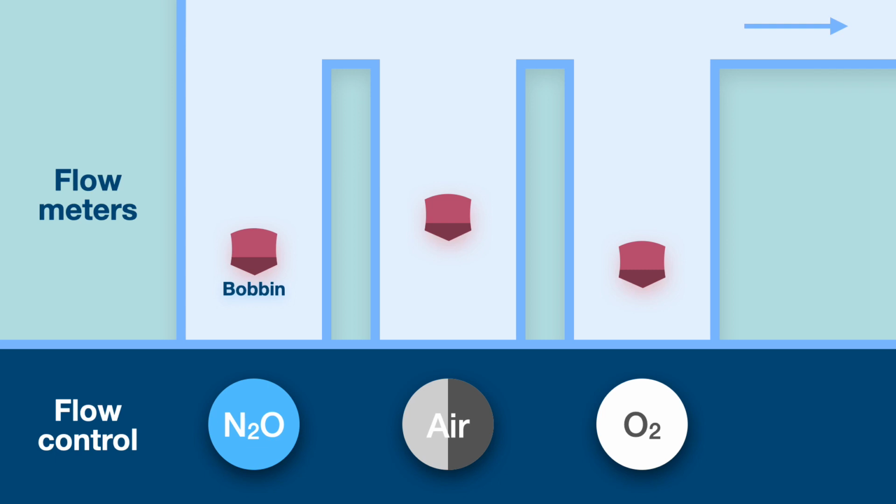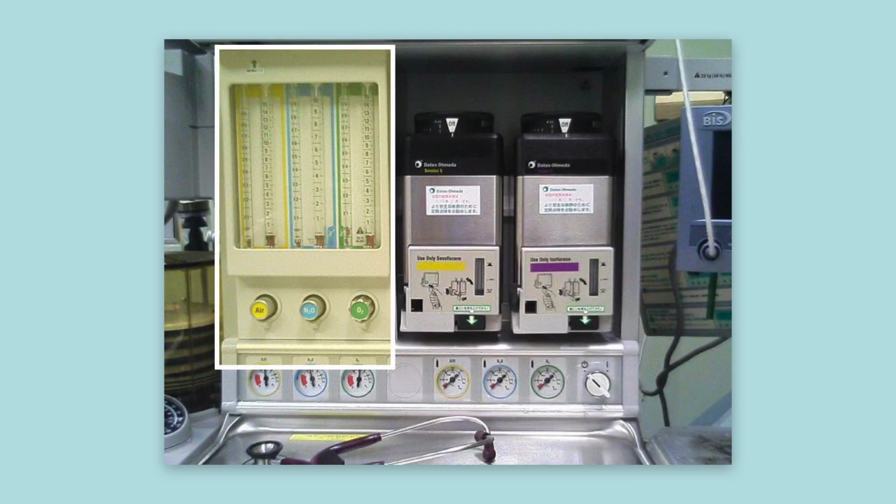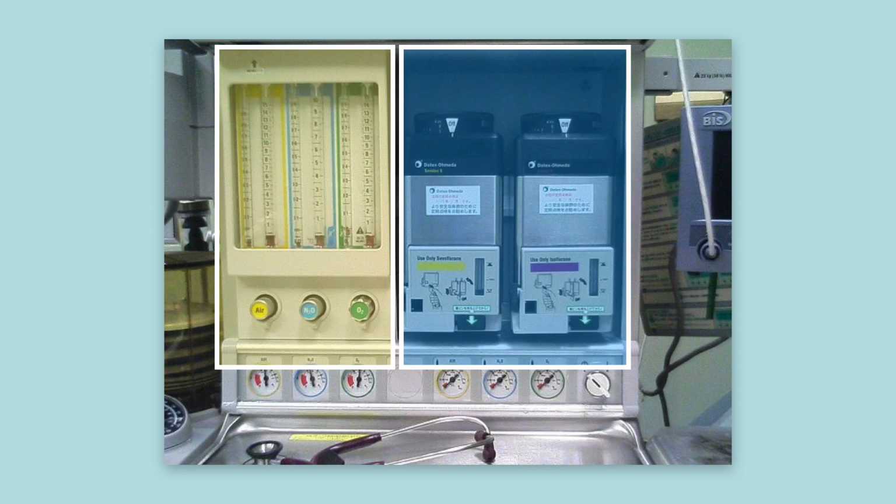Okay. So this is actually how it looks in reality. Here we have the flow control valves, that is the knobs, and the flow meters. What is this one then? These are basically the vaporizers.